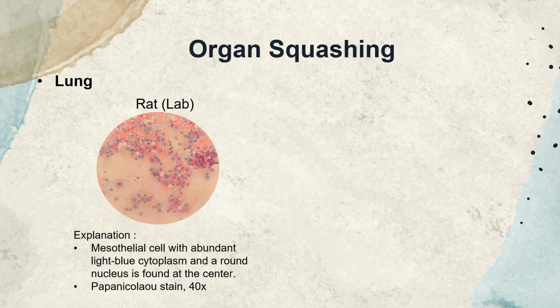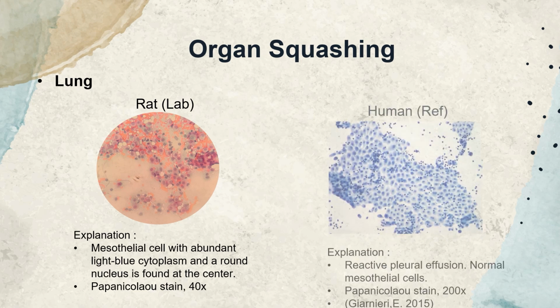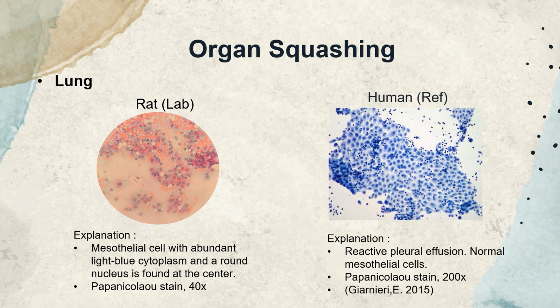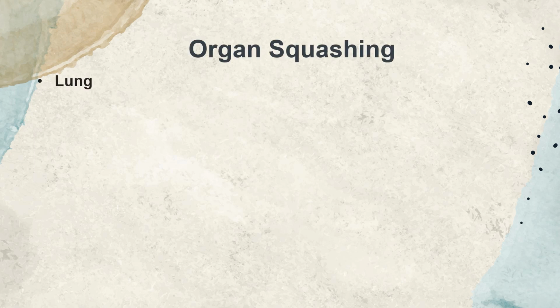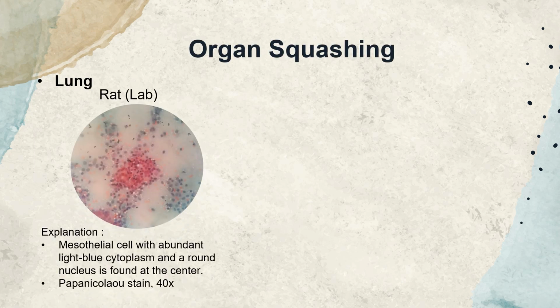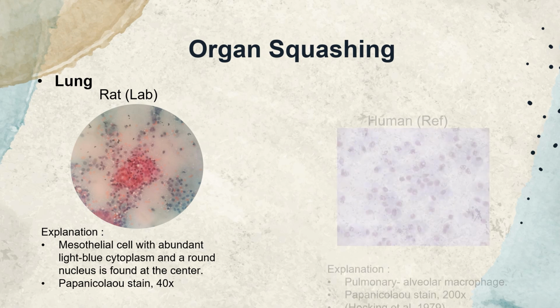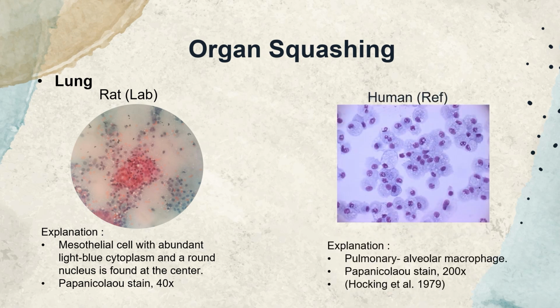Microscopic observation under 40 times for CAP staining shows mesothelial cells with abundant light blue cytoplasm and a round nucleus found at the center. The reference picture is taken by using CAP staining under 200 times showing reactive pleural effusion and normal mesothelial cells. Lung microscopic observation shows mesothelial cells with abundant light blue cytoplasm and a round nucleus found at the center. To compare with human reference cells, presence of pulmonary alveolar macrophage can be seen under 200 times CAP stain.